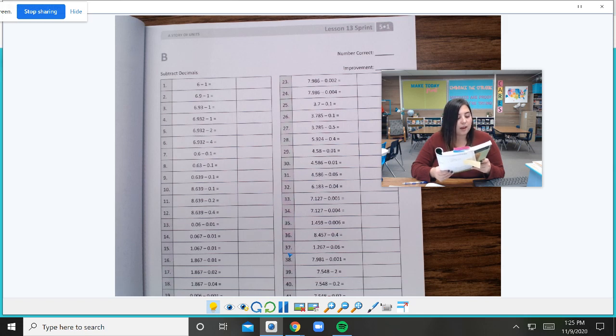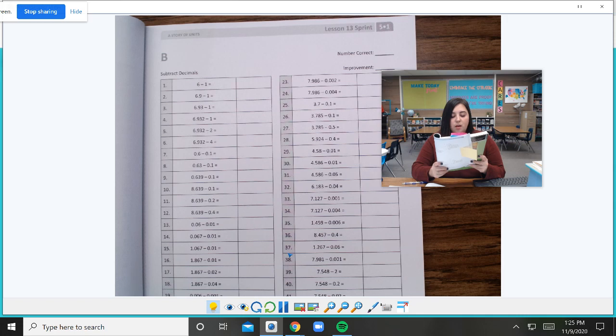8.539. 8.439. On question 12, 8.239. Decimal 05. Decimal 057. 1.057. 1.857. 1.847. 1.827. Decimal 005. 7.005. 7.905. 7.985. 7.984.